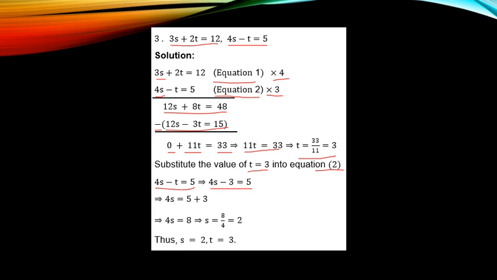Collect like terms by taking minus 3 to the right hand side. That is 4s equal to 5 plus 3. 4s equal to 8. After adding to get s now, divide both sides by 4. So s is equal to 8 over 4, and that is 2. So therefore s is equal to 2 and t is equal to 3. If you run a check, you see that your answer will be 12 and 5, if you replace s with 2 and t with 3.